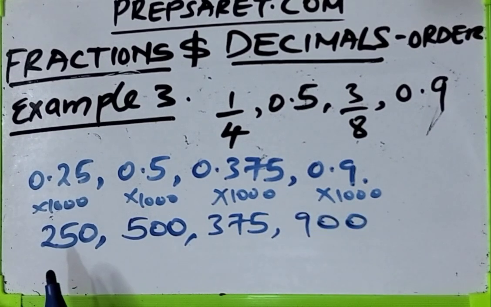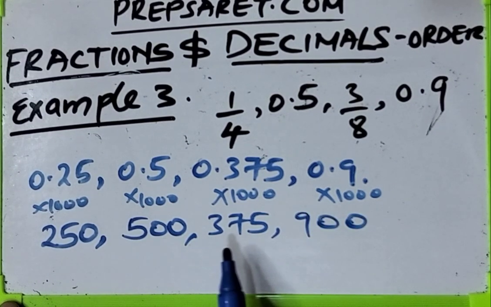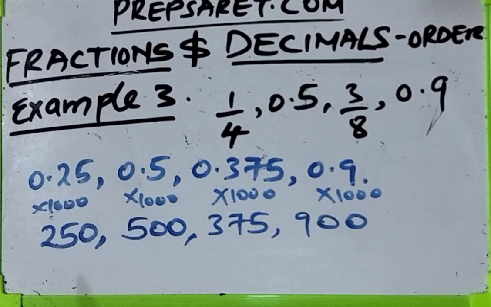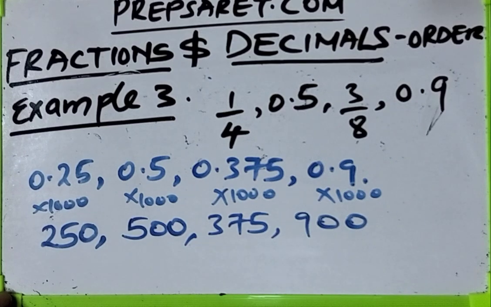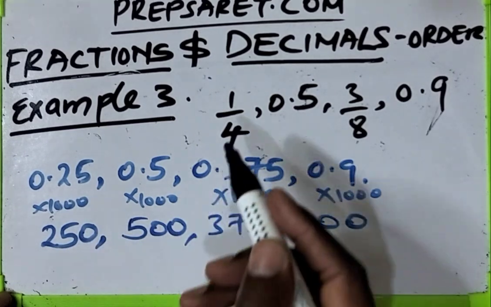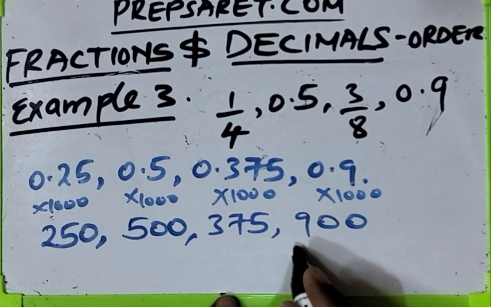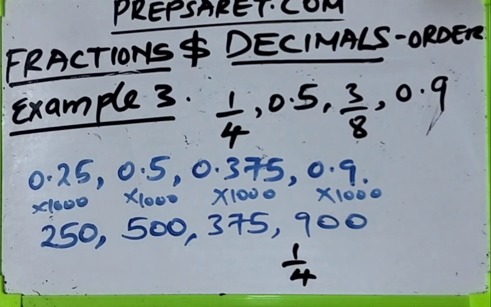So the 250, 500, 375 and 900 are good numbers that can enable us to arrange the corresponding figures. Now from here we can see the smallest is 250, which corresponds with a quarter. Because we are arranging the whole set of data in ascending order, I will start with 250 and the correspondence is 1/4, like that.